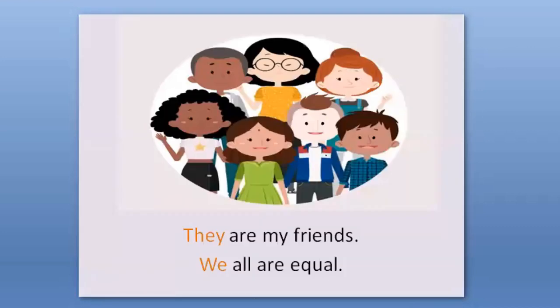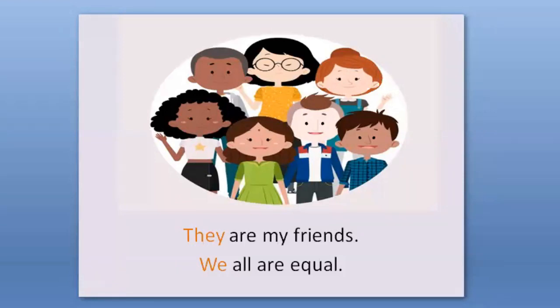They are my friends. We all are equal. Now children, you can see in the picture that there are more people, more than one. So if there is a plural form of a noun, we use they, we.